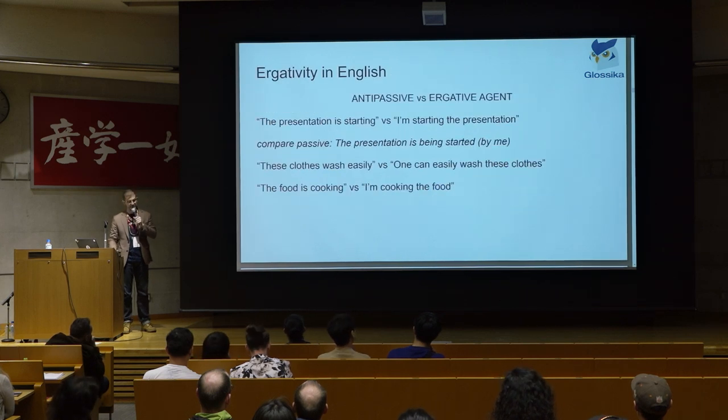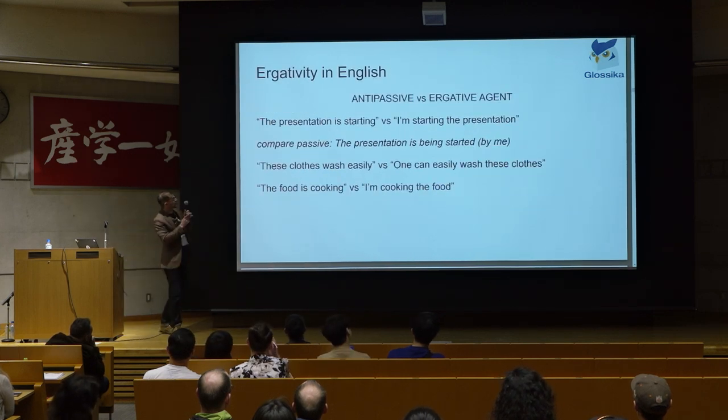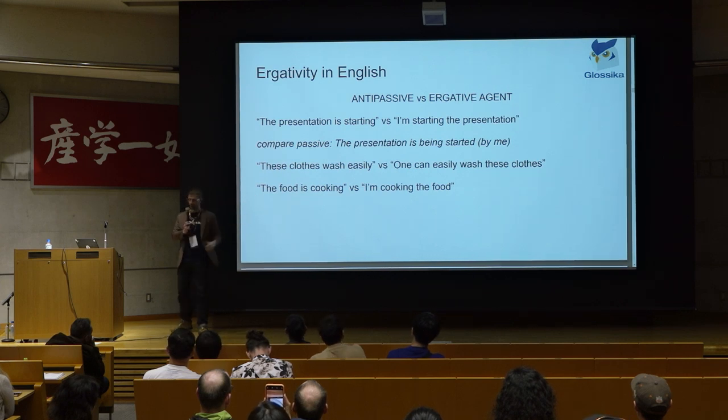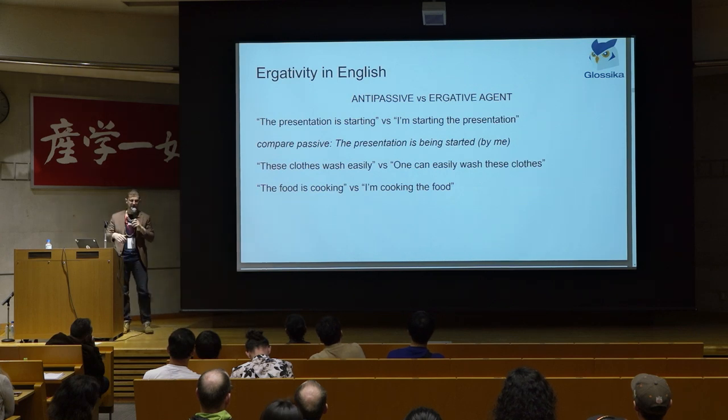Okay, so what is antipassive? Antipassive is basically this one where the presentation is starting. You're not saying who is doing it. So you're lacking the passive part of that thing. So linguists call it antipassive. There's all kinds of other kinds of anti this and that, but let's keep it simple.